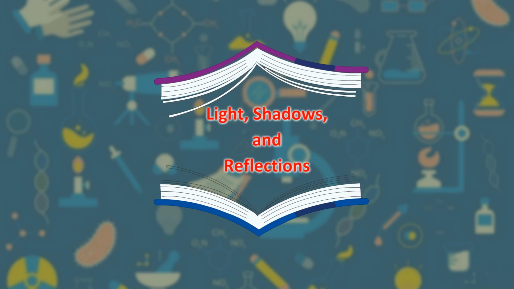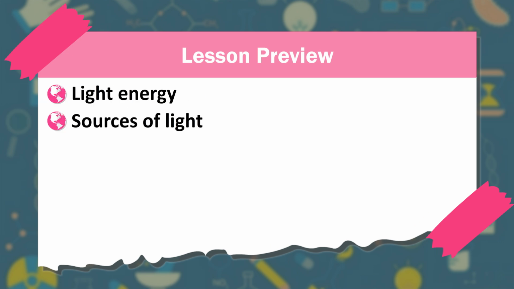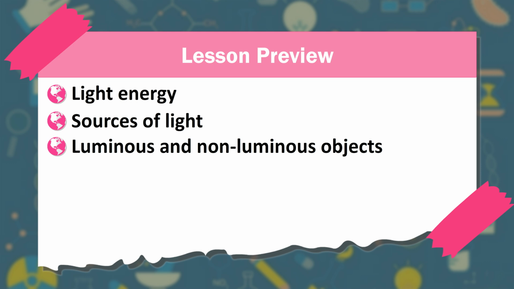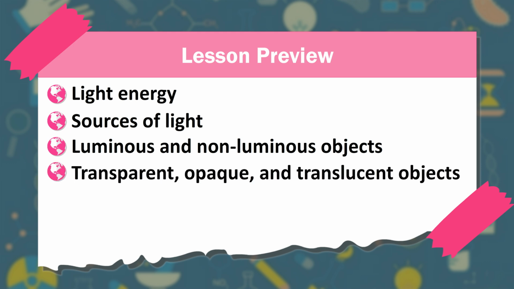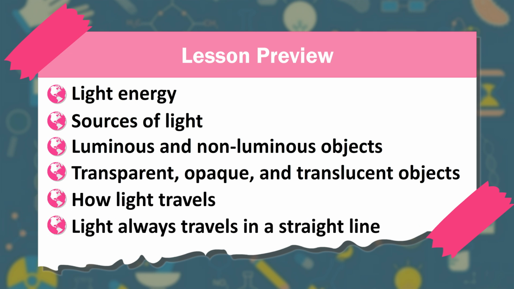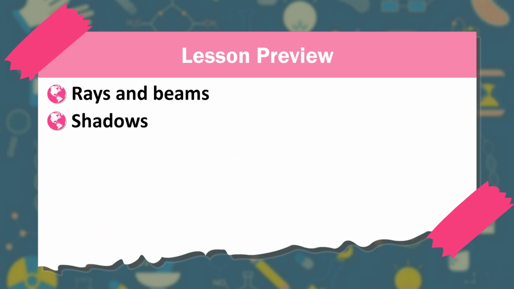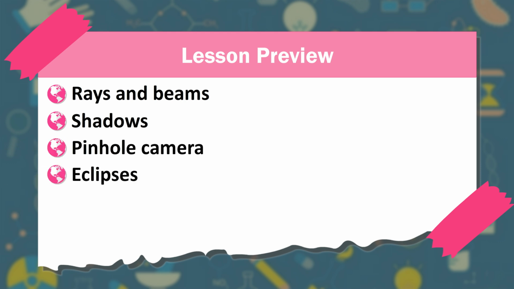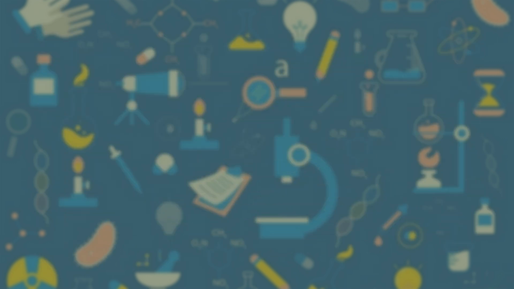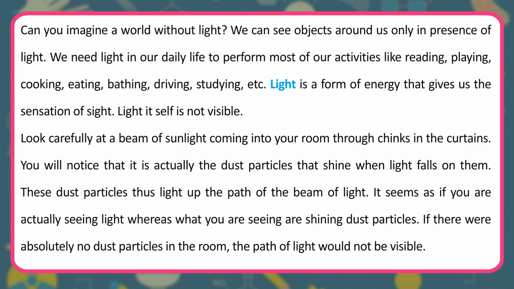Light, shadows, and reflections. Lesson preview. Light energy. Sources of light. Luminous and non-luminous objects. Transparent, opaque, and translucent objects. How light travels. Light always travels in a straight line. Rays and beams. Shadows. Pinhole camera. Eclipses. Reflection of light.